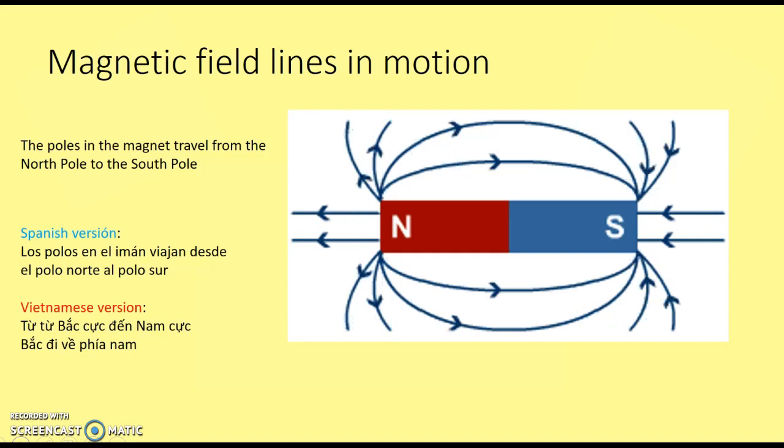Let's take a look at the magnetic field lines in motion. The field lines in a magnet travel from the North Pole to the South Pole. So as you can see, the arrows are coming out of the north, and it travels back into the south.